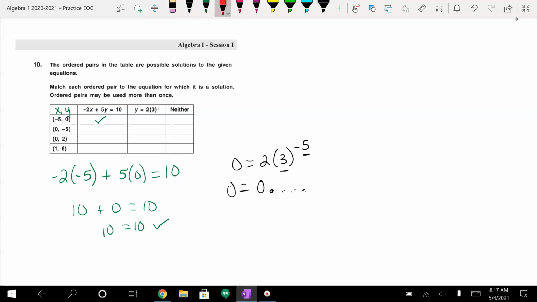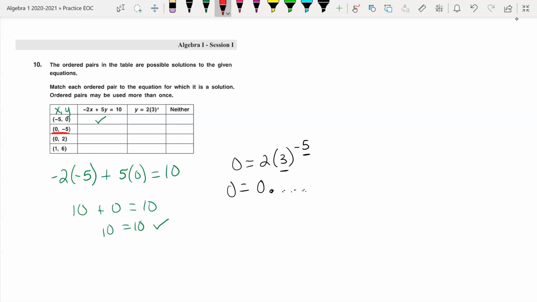So then you go to the next coordinate, and you just repeat the process. Now, instead of plugging in -5 for x, I'm going to plug in 0 for x. And I'm going to plug in -5 for y, and see if it equals 10. So you get -25 equals 10, which is not true. So then I plug it into the other one. It doesn't work for the other one as well, so this one's a neither option.